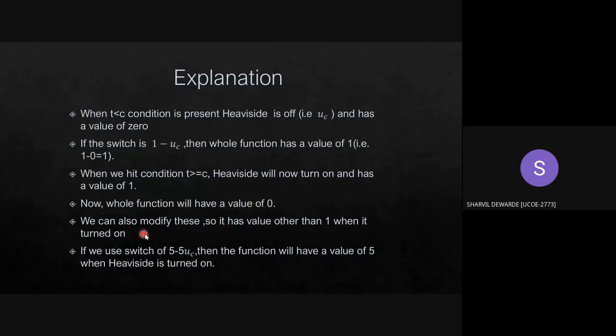But if we want any other values except 1, then we can do it by using other kinds of switches like phi minus phi times the unit function of t. It will return a value of phi to the function.